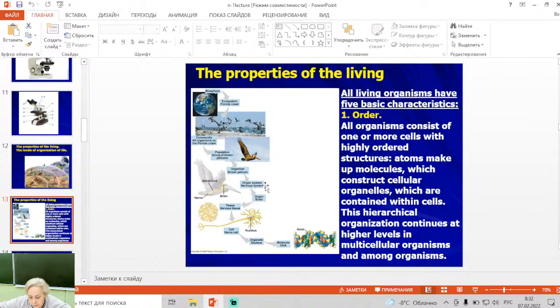Organs form an organ system. For example, the brain and spinal cord form the nervous system. Organ systems form an organism. Now, on this picture you see a brown pelican. Organisms form a population. You can see a group of brown pelicans.